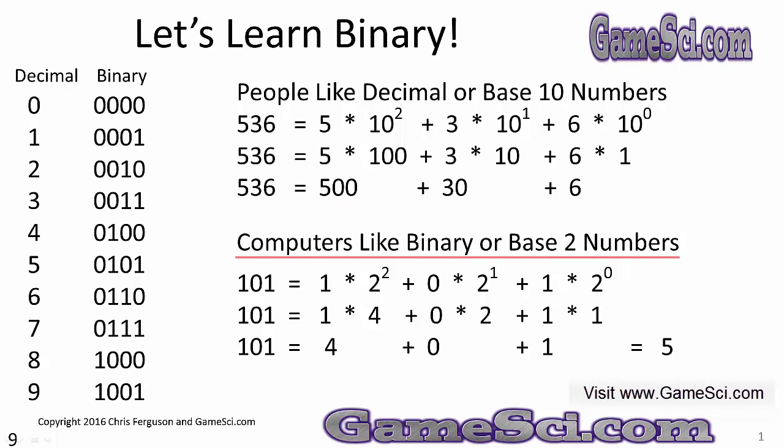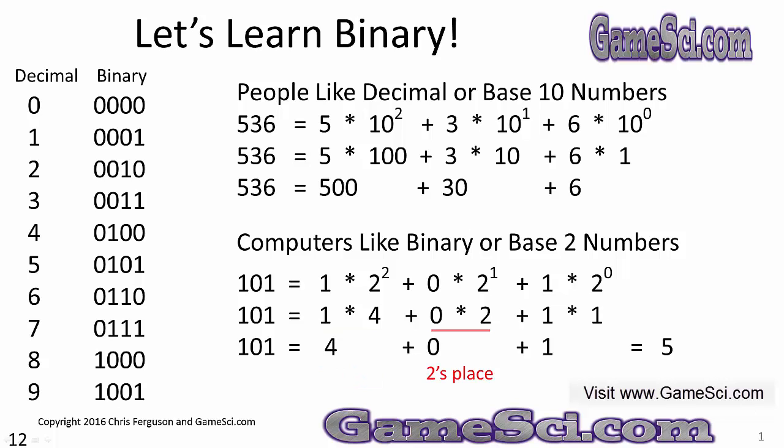Computers, however, like binary, are base 2 numbers. They don't have fingers, so they don't care anything about 10. Let's look at binary 101. Break it down into 1 times 2 to the second power plus 0 times 2 to the first power plus 1 times 2 to the 0 power. Break that down even further. 2 to the second power is 4. So this is really 1 times 4, or the 4's place.